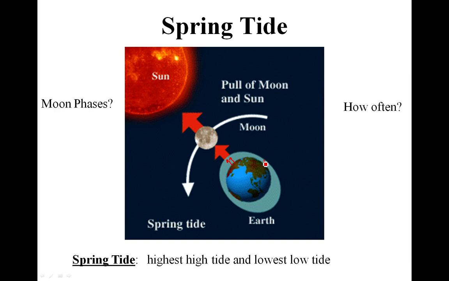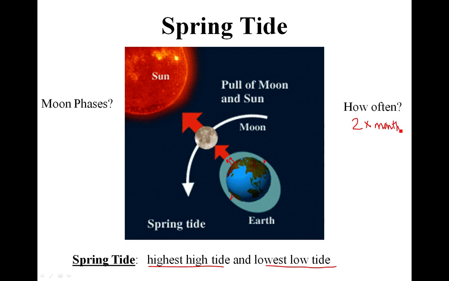Correspondingly, the low tide at the 90 degrees from it is going to be really, really low. So a spring tide is the highest high tide and the lowest low tide. The highest high is on the side that's in a line and on the opposite side. So how often is this going to happen? It's going to be 2 times a lunar month.